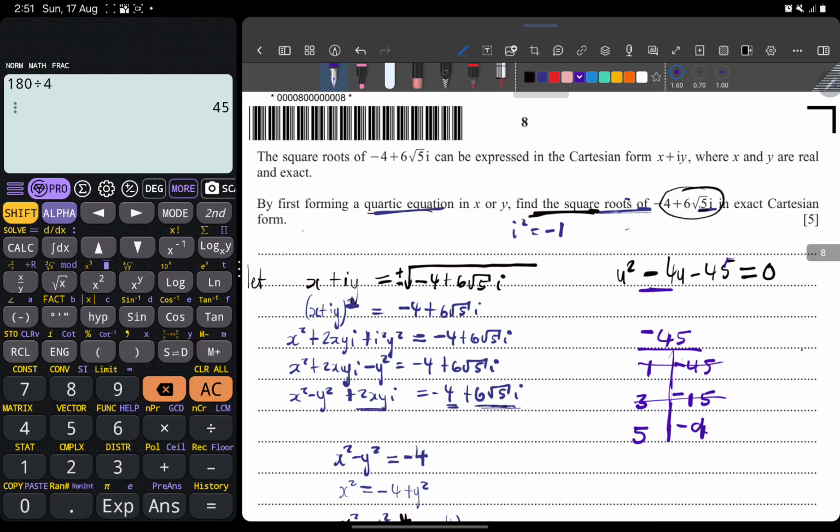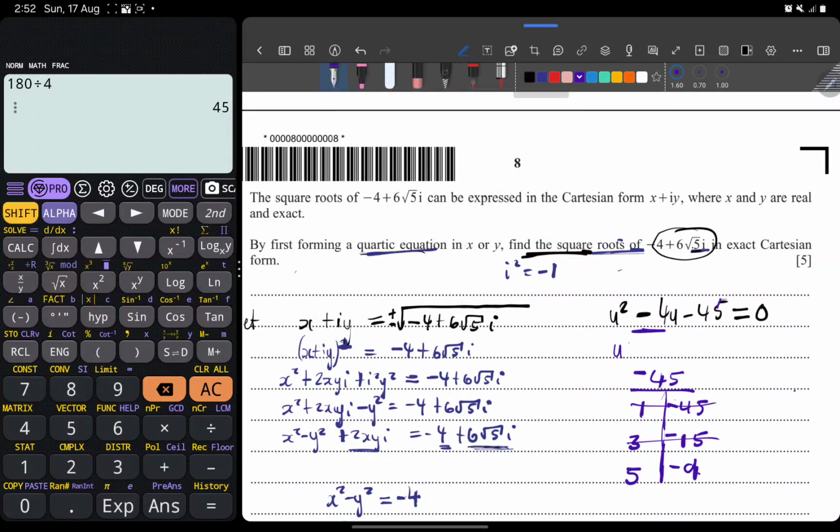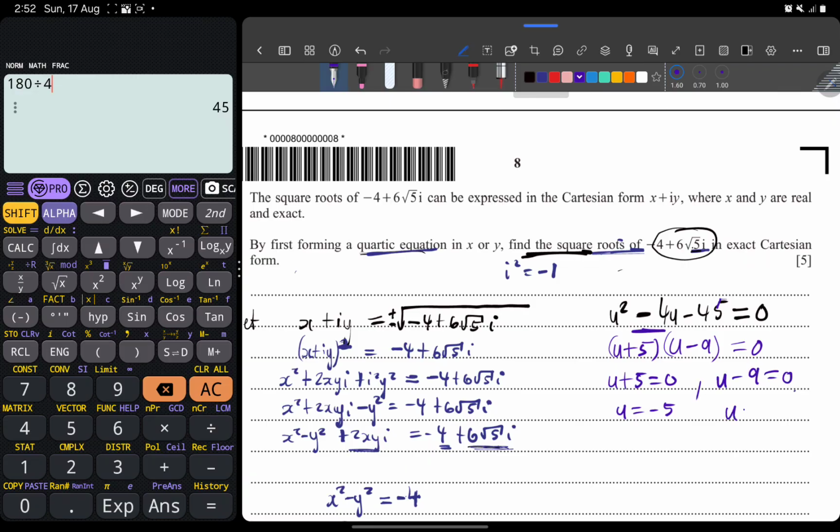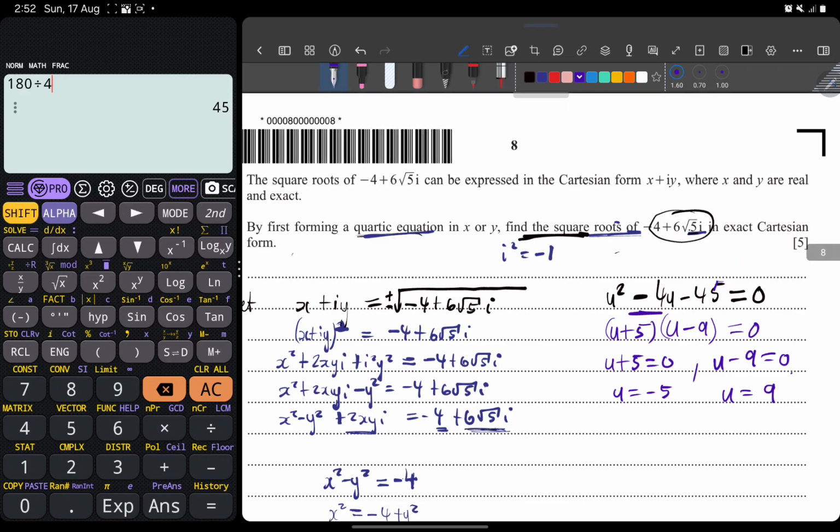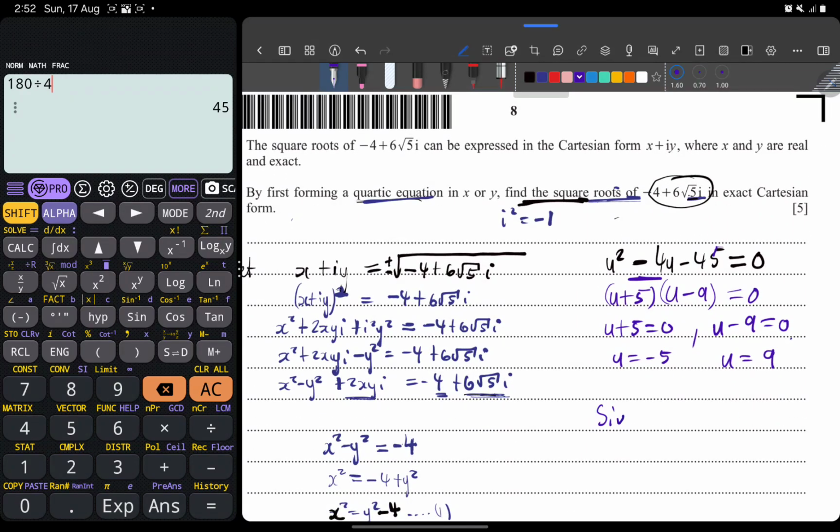3, no. 5 minus 9, yes. So my factors are going to be u plus 5 and then u minus 9, equal to 0. I'm going to now remove this, which means these two numbers are multiplying to give me 0. That means either one is 0 or both are 0. So if u plus 5 is equal to 0, then u is equal to negative 5. And then the other one, u minus 9 is equal to 0, which means u is equal to positive 9.